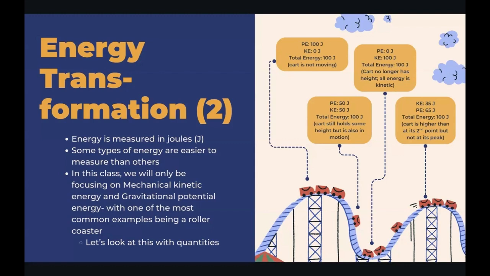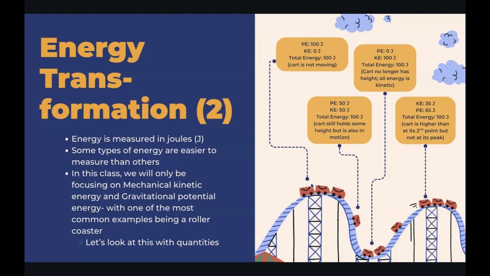So we're going to keep using this roller coaster example. Energy is measured in a unit called joules. We're not going to go exactly into what joules is, but I just wanted to let you guys know what that unit of measurement was. In this class, you'll probably just be seeing gravitational potential energy and kinetic energy. So let's look at this example with quantities. At the top of this roller coaster, it's going to have 100 joules of gravitational potential energy, right?